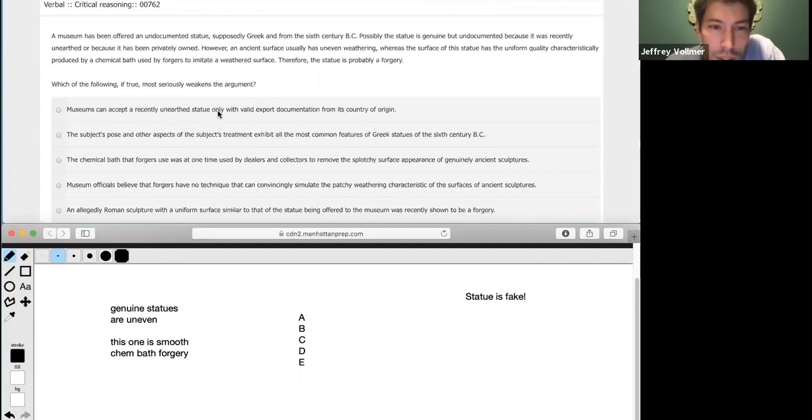Museums can accept the recently honored statue. Okay, this is not about the surface. I need something about the surface since that's what our premise is about to derive our conclusion. A is not about the surface. B is not about the surface. It's about the pose. C is about the surface. That one looks pretty good. It suggests that these dealers actually use the chemical baths themselves, and so maybe it's legit.